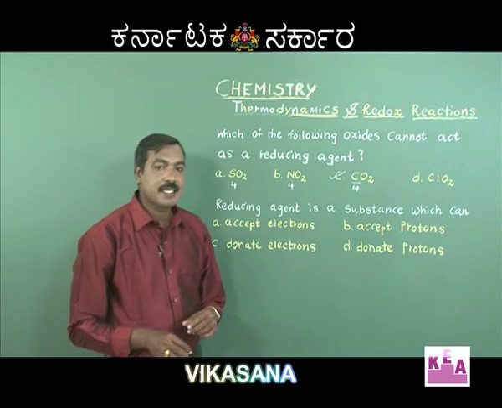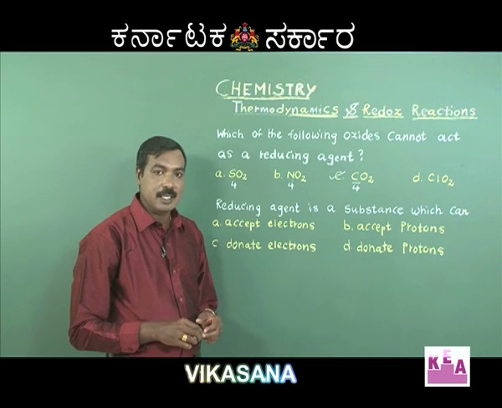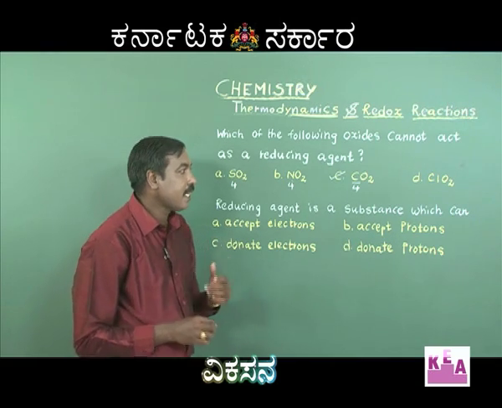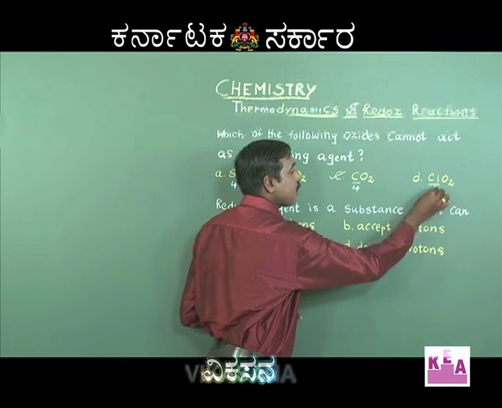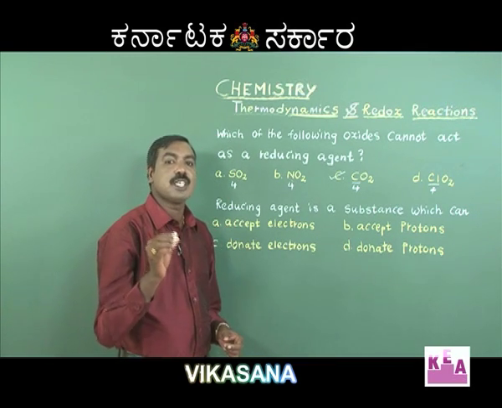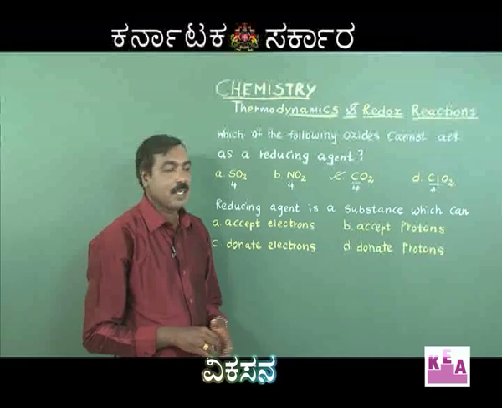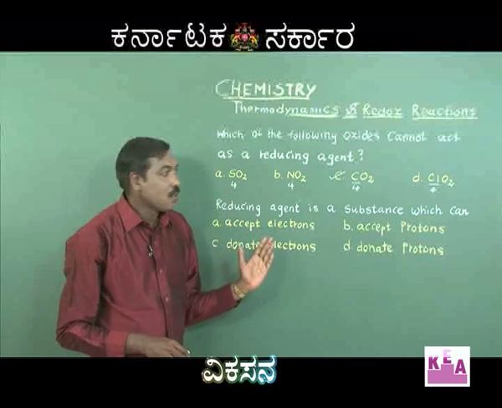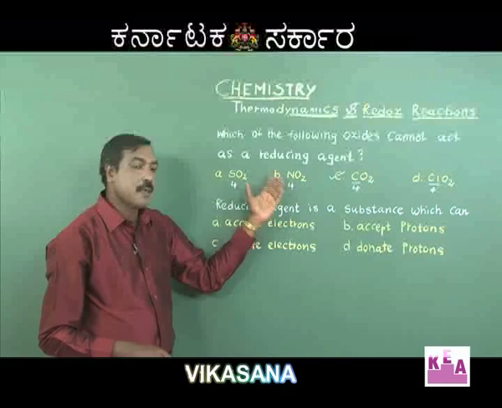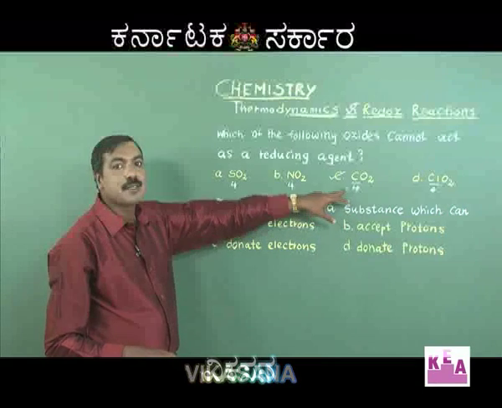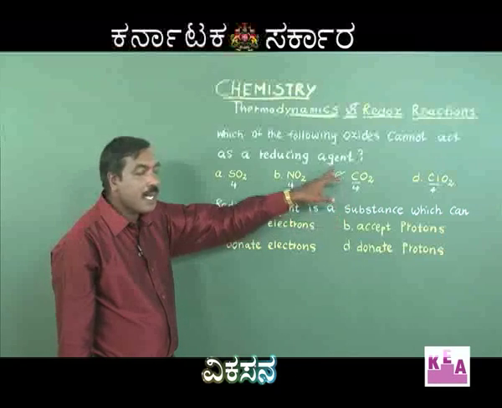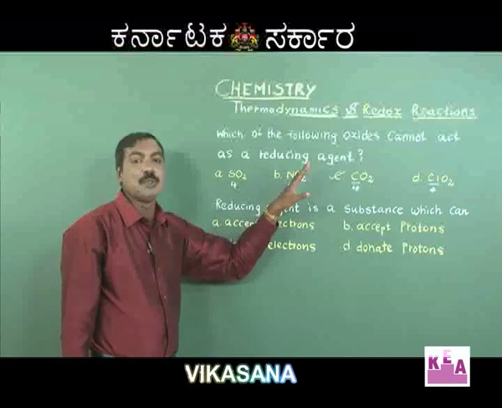Let's verify again. ClO2, in that chlorine, X plus 2 times minus 2 is equal to 0. I get for this chlorine, I get it as 4. But I understand chlorine can attain a maximum oxidation state of plus 7. In all these that you have seen, though the oxidation state is 4 for all the non-metals that you have seen here, only the one which has attained its maximum, which cannot further undergo a change, is CO2. Therefore, carbon dioxide cannot act as a reducing agent.